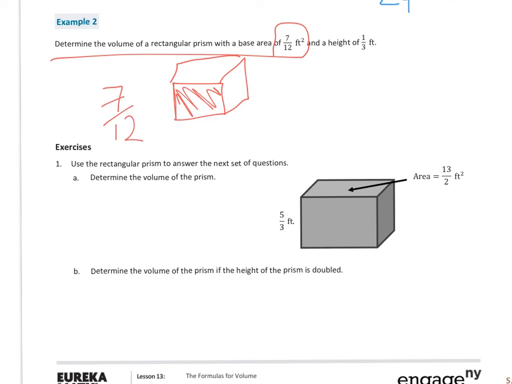So that means to find the area, they've already taken the length and the width, or the length and the height, and multiplied them together. So that means that our first step is already taken care of. So then we just have to multiply by the height. So 7/12 times 1/3. Gosh, we multiply across and we get 7/36. Awesome.